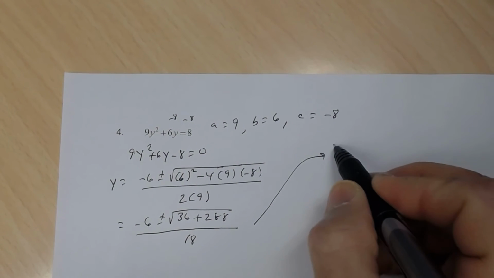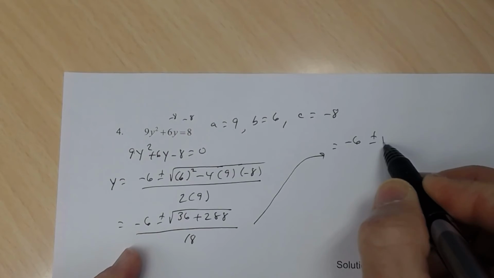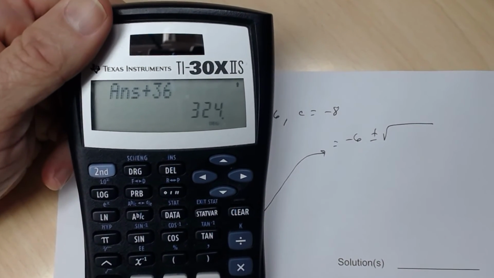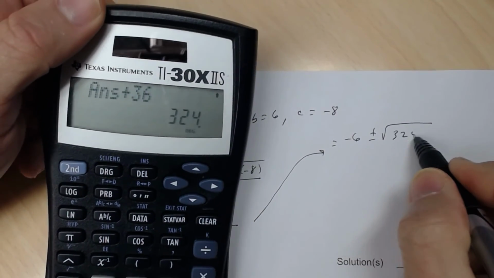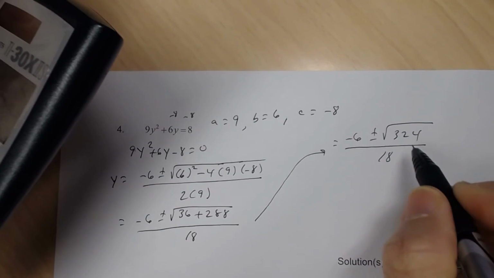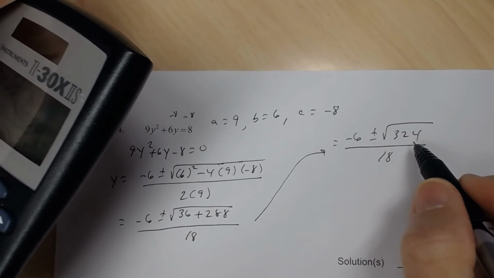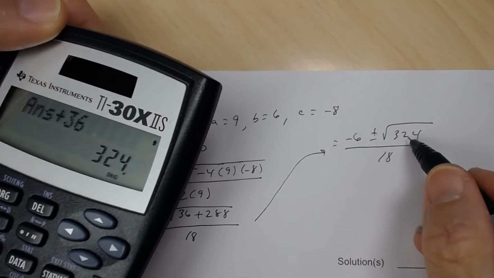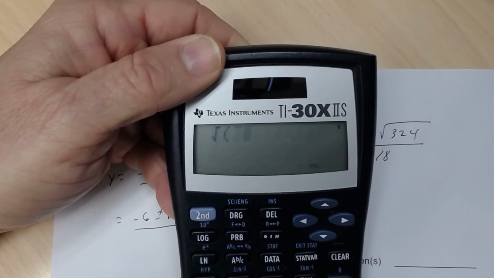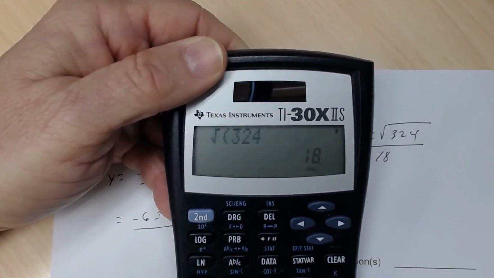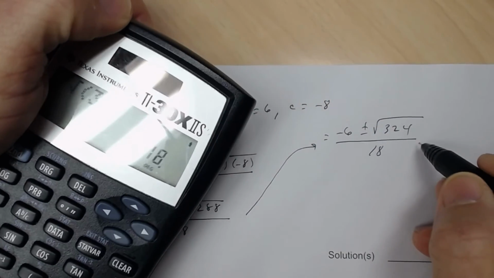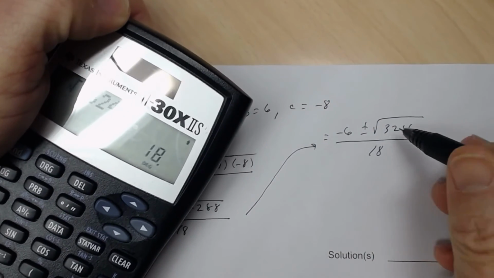So that becomes negative 6 plus or minus the square root of 288 plus 36. So your radicand is 324, divided by 18. Now let's see if I can simplify the square root of 324. First of all, let's see if 324 is a perfect square. So we're going to take the square root of 324 and see what we get. And it is a perfect square because I ended up with a whole number. So the square root of 324 is 18, because 18 times 18 is 324.